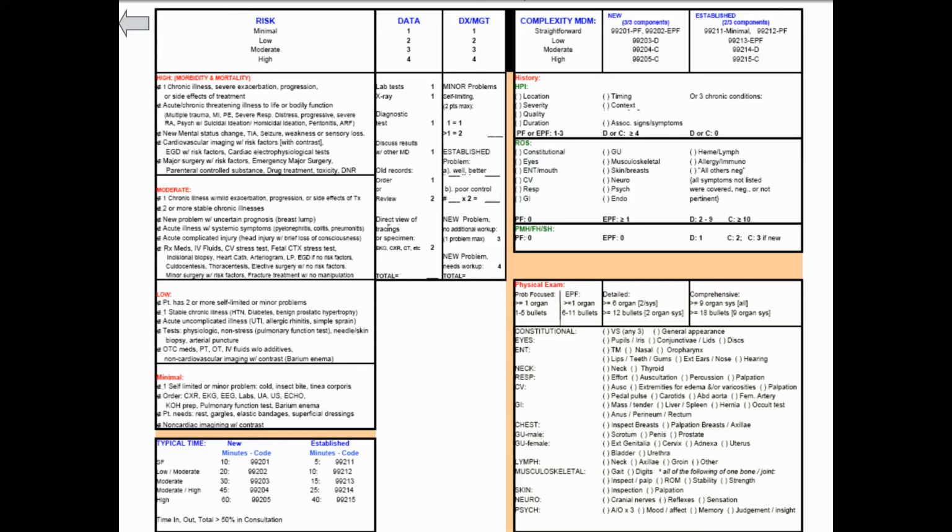A CBC, a BMP, a TSH, a free T4, a lipid profile, A1Cs, whatever you're going to order, all kind of testing, hepatitis screens, you still just get 1 point. And, you know, I've had people ask me questions, well, like for an SMA 18, I ought to get 18 points. And the answer is no. To the world of the doctor, maybe, but to the world of the coders, no. You just get 1 point for the lab tests that you order.